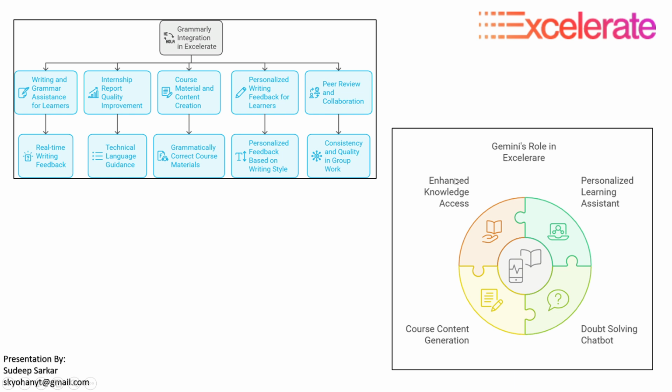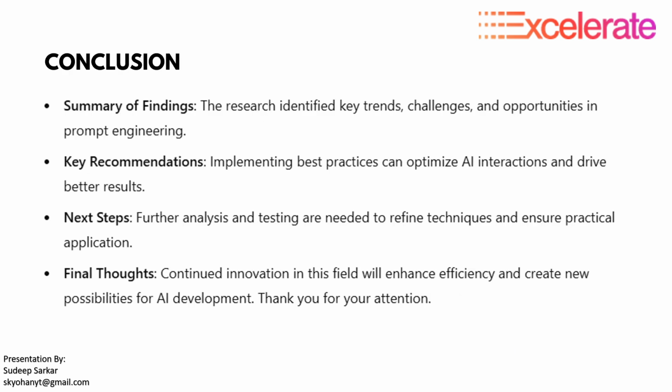Then Gemini: enhanced knowledge access, personalized learning assistant, doubt solving chatbot, code generation. Gemini API keys are extremely useful. They can be used for code generation, chatbots, almost everything: the personalized learning part, quizzes, doubt solving. Gemini APIs can be used in all this. Prompt engineering techniques and AI based prompt engineering methods can be extremely useful. So these are all the prompt engineering things which can be done and AI based tools which can be implemented in the Accelerate portal.